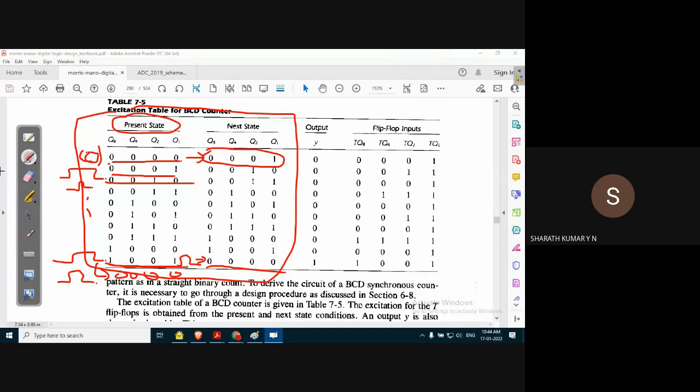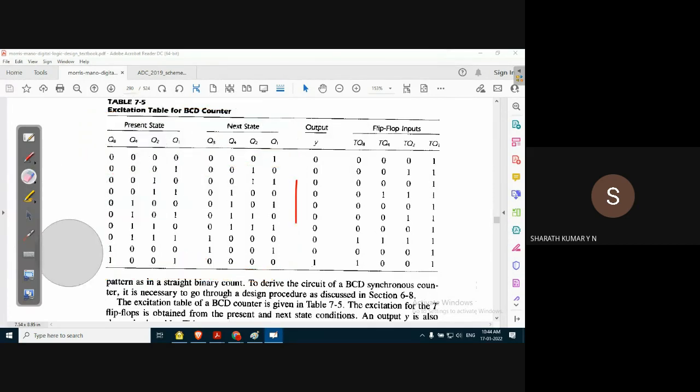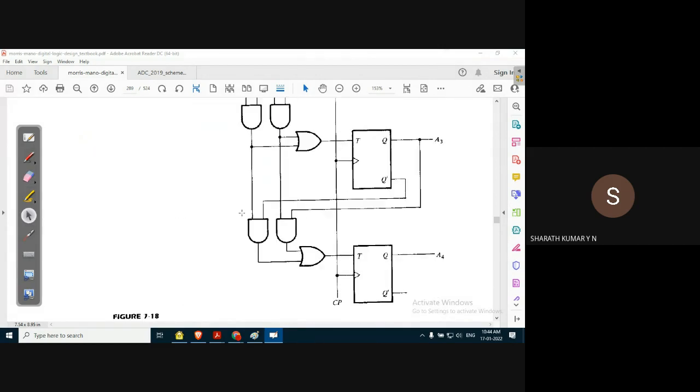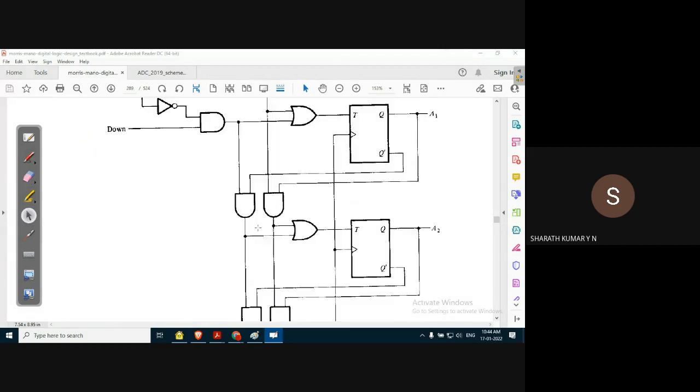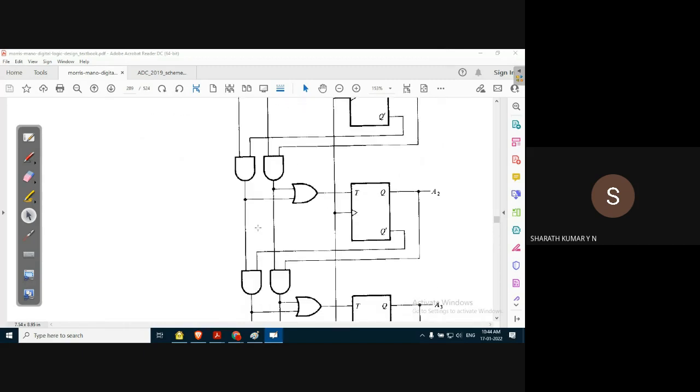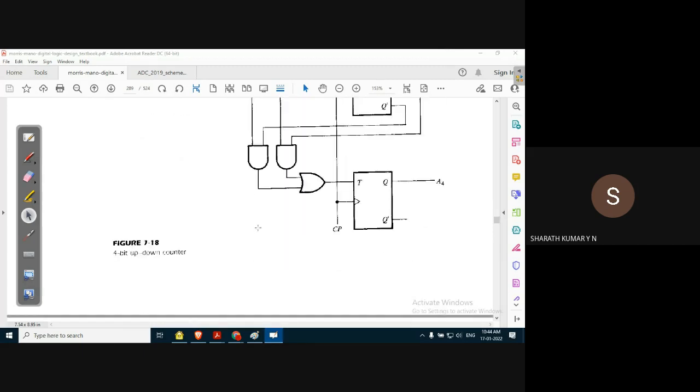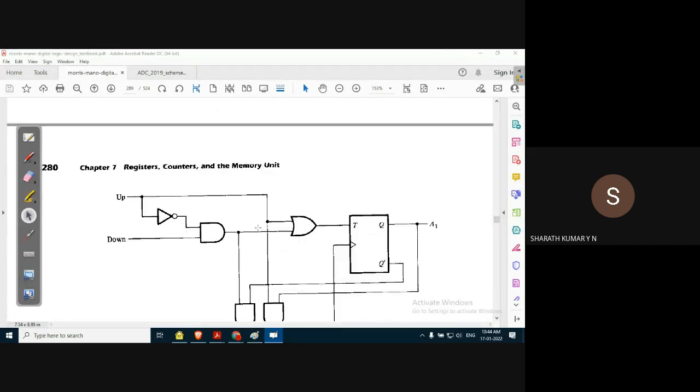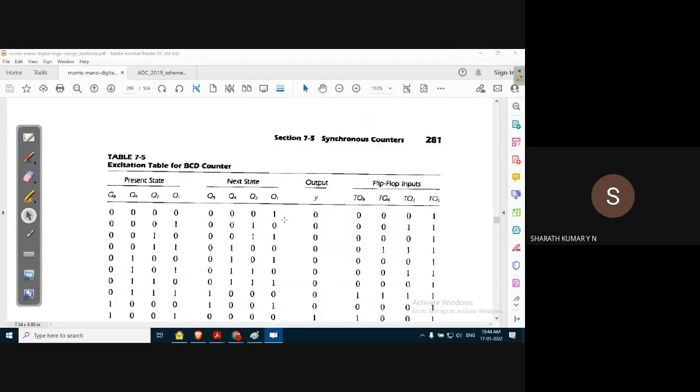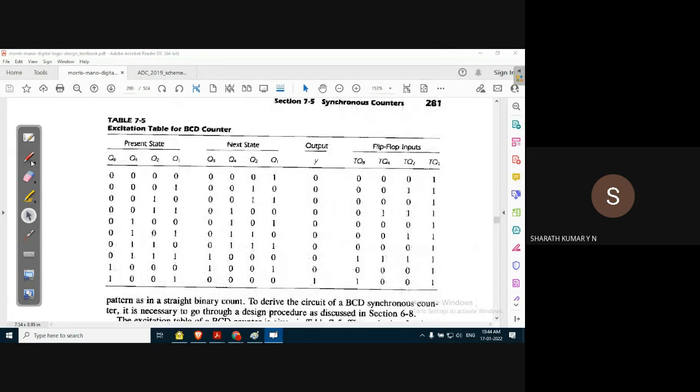What is the truth table part? The requirement here is the output Y. In this diagram it is not shown. The Y is the output Y. What should be the output? It is the output from the combination circuit. I'll explain this when I discuss the diagram.